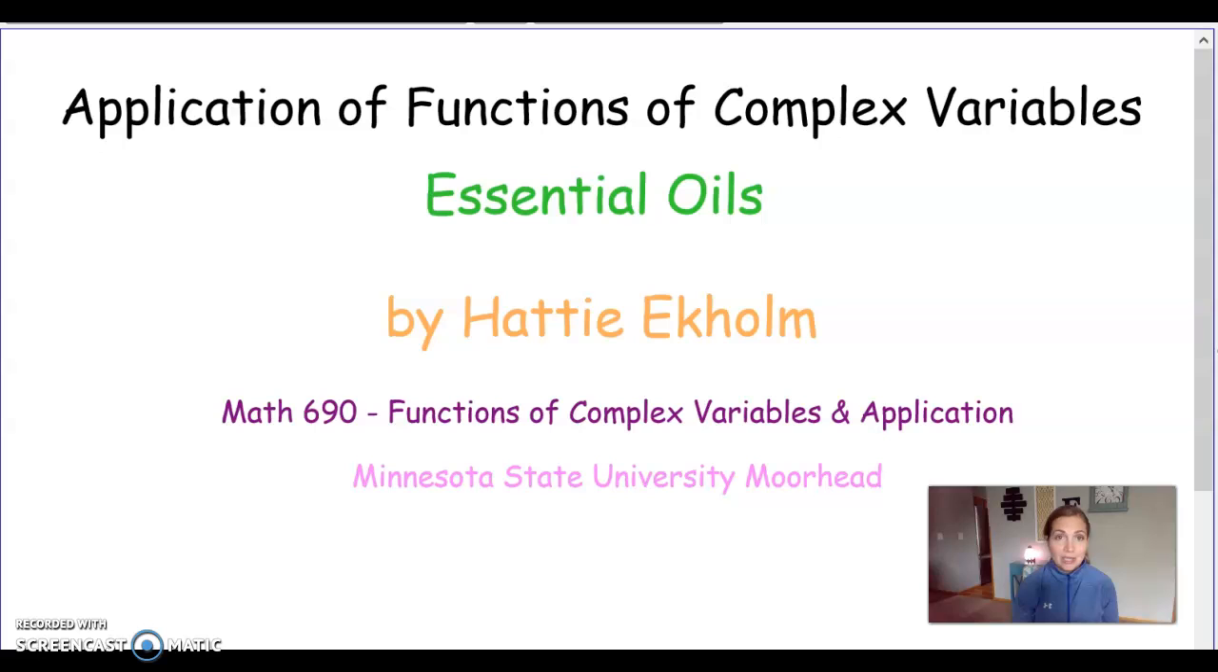This presentation was difficult for me because it's just been a hard time. I kept pondering this for days and weeks, and one day when I was filling up my diffuser, I was like, oh, essential oils. Maybe I could do some research and see if there's anything as far as complex variables and how essential oils come to be, how they're dispersed, and that's kind of where this took me. So here we go.